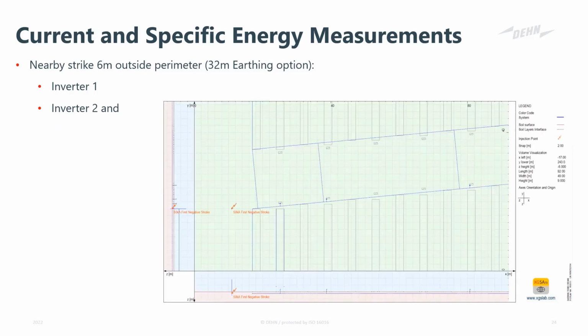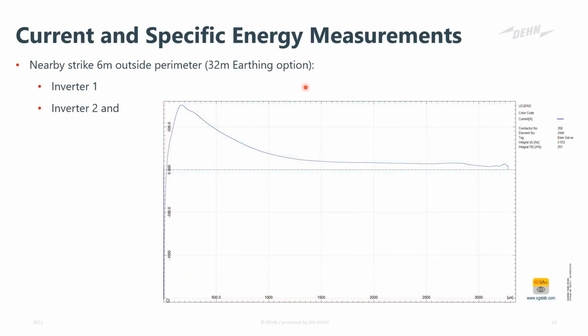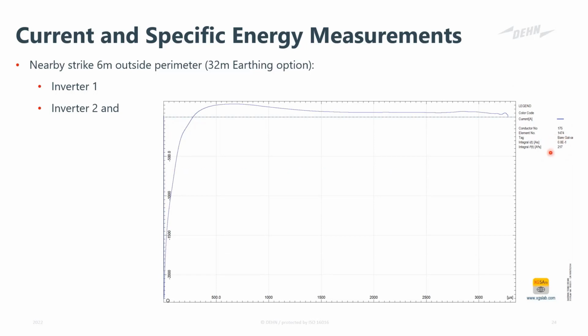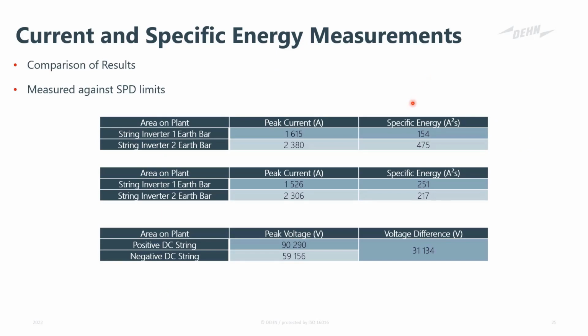strings. We do this again by adding more earthing, so we go for the 32 meter option. Again, for inverter 1, we see 251 amp squared seconds of specific energy, and for inverter 2, we also see 217 amp squared seconds of specific energy. If we look at the results, all the specific energy is below the limits of the SPDs, as they were designed to protect against induced effects or surges, so there's no concern there, even if you have different earthing options, and that's why the standard also will not dictate specific earthing requirements necessarily to account for current splits.